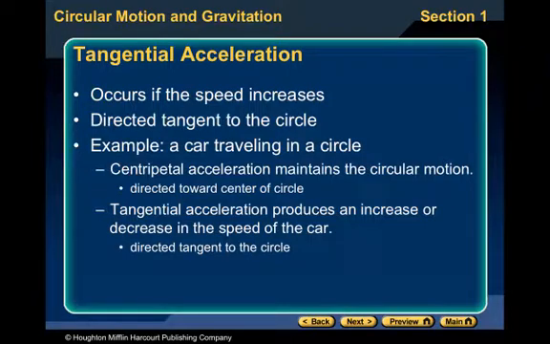So tangential acceleration occurs if the speed increases, and it's directed tangent to the circle. So a car traveling in a circle: centripetal acceleration maintains the car's circular motion and it's towards the center of the circle. Tangential acceleration is an increase or decrease in the speed of the car. So if the car is speeding up around a corner, where the speedometer would actually change, or if it's slowing down around the corner, that would be tangential acceleration. Centripetal acceleration, whenever you're going in a circle, there's always centripetal acceleration towards the center. It's keeping that object going around in a circle. Otherwise, an object that's not being held in the circular path would fly off in a tangent line.